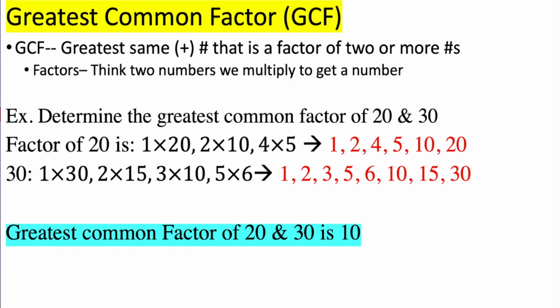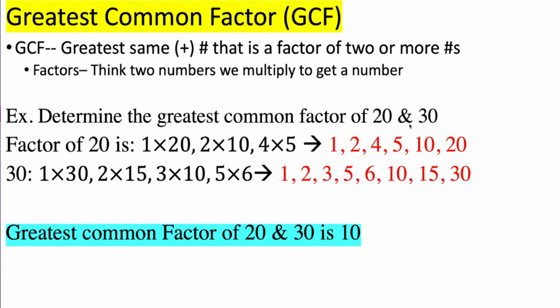Okay, in this video, we will go over greatest common factor, or GCF. And the GCF is the greatest same positive number that is a factor of two or more numbers. And in the last video, we went over factors, but as a quick recap, factors, you think of two numbers when we multiply together, we get a number. So in this example, it says determine the greatest common factor of 20 and 30.